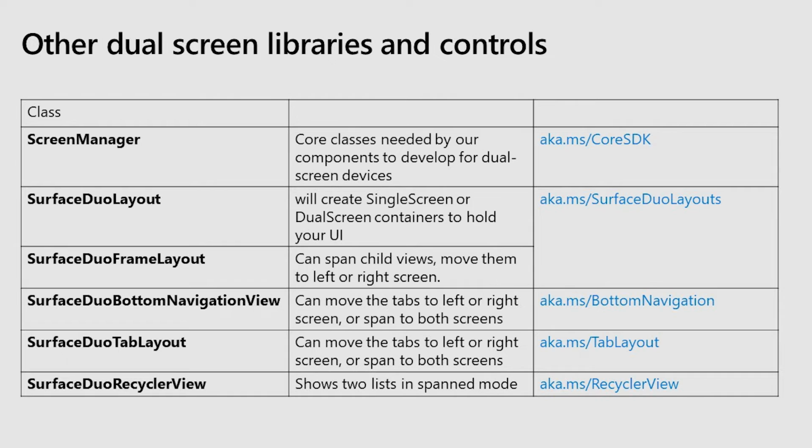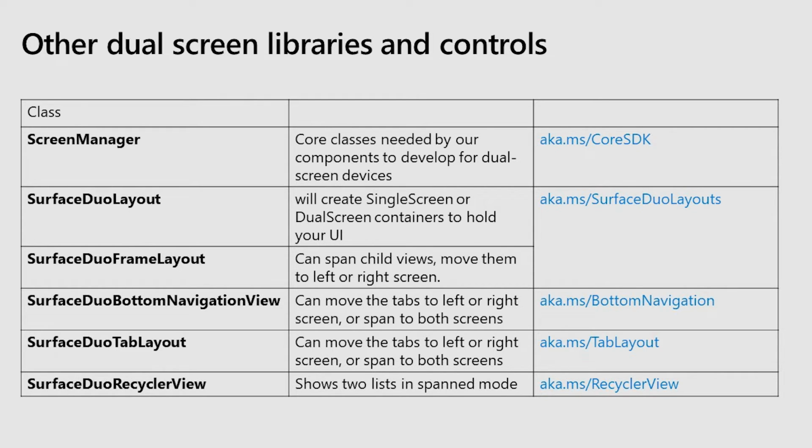We want you to focus on creating what's important, the content in your amazing app. So we've added more libraries and dual screen controls to help you. The Screen Manager is the core library that has classes for screen info. You can add a listener to get notified when the screen mode changes, so you can change the layout in your app accordingly. The Surface Duo layout has a single screen mode or dual screen mode. It has 2 containers when in span mode and 1 container in single screen mode.